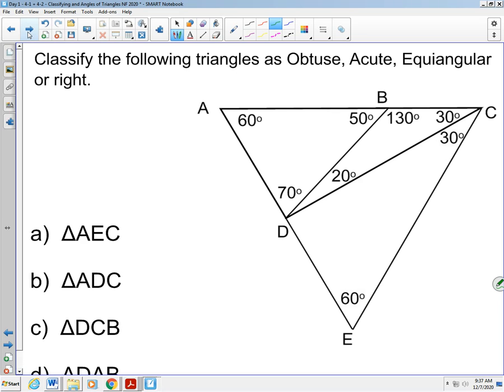So what I recommend right now is to pause the video, try this example, and then watch me doing it. Classify the following triangles as obtuse, acute, equiangular, or right. The first one is triangle AEC. Triangle AEC is the big triangle, and each angle is 60, therefore it is equiangular.